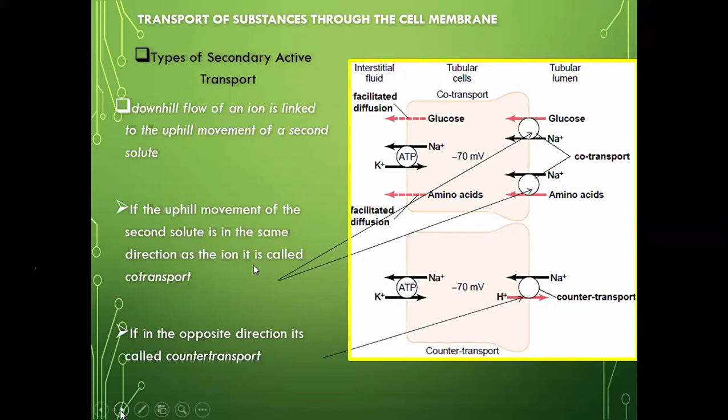Types of secondary active transport. Downhill flow of an ion is linked to the uphill movement of a second solute. If the uphill movement of the second solute is in the same direction as the ion, it is called co-transport. If in the opposite direction, it is counter-transport. So glucose and sodium are co-transport secondary active transport. But sodium and hydrogen is counter transport. Okay.